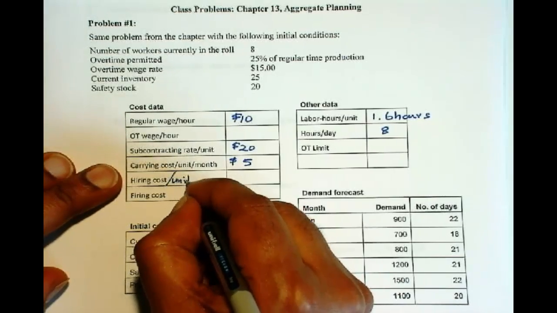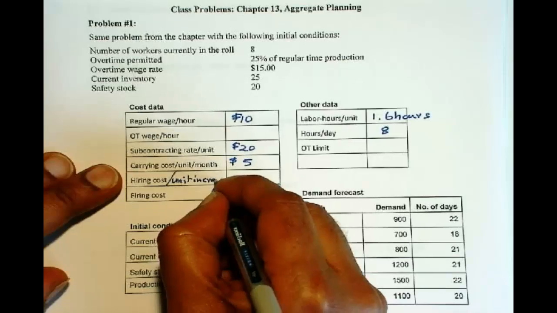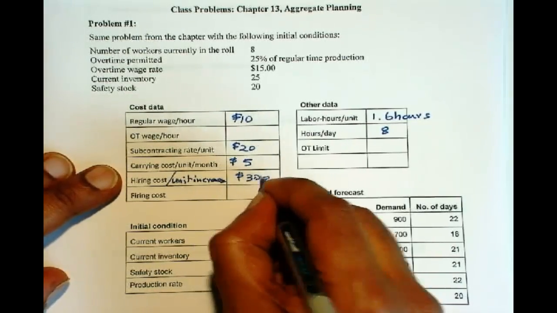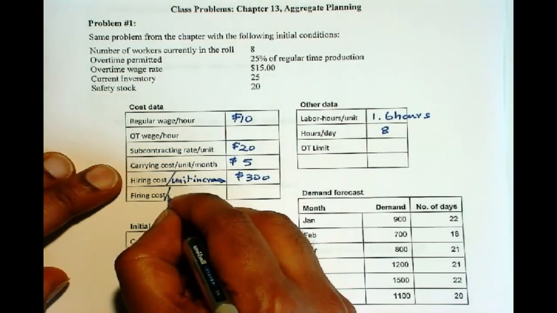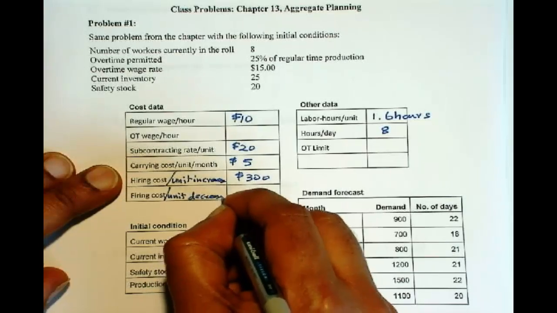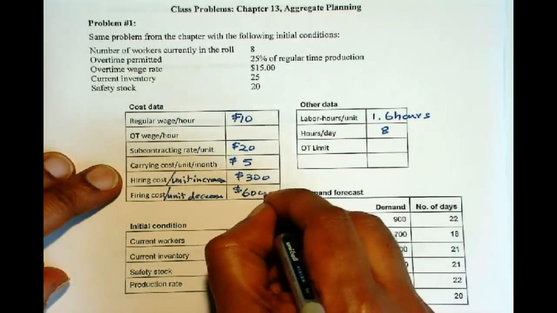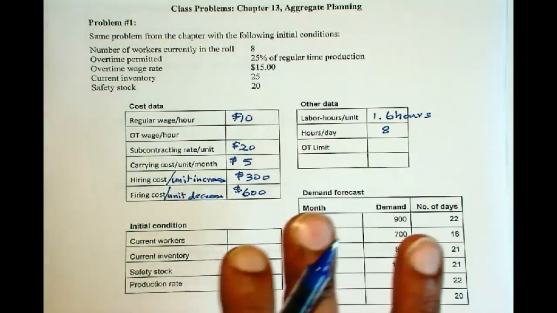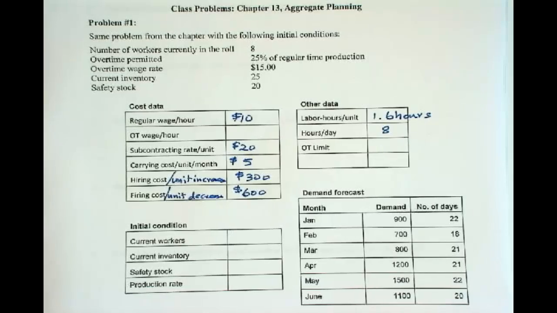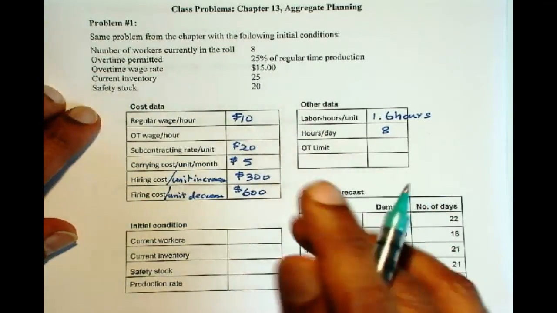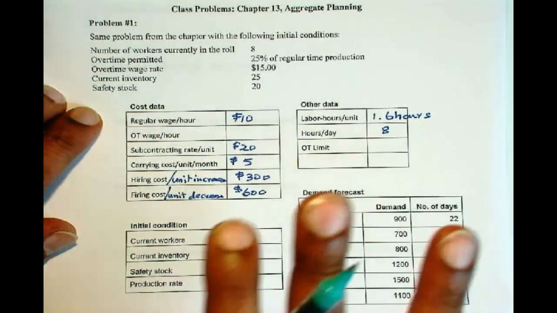increase is $300. Firing cost is per unit decrease, that is $600. So these are the information data that is already given in the textbook. So now I have assumed some more, and I'm going to write these in a different color ink, so we'll know that these are the additional pieces of data that I'm assuming for this problem.